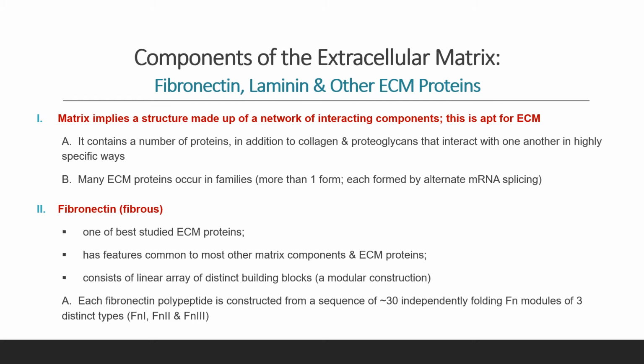So first, let's go to fibronectin, or the fibrous type of extracellular component. This is actually one of the best studied ECM proteins. It has features common to most other matrix components and ECM proteins. It consists of a linear array of distinct building blocks, in a modular construction, and each fibronectin polypeptide is constructed from a sequence of around 30 independently folding FN modules of three distinct types. So you have FN1, FN2, and FN3.